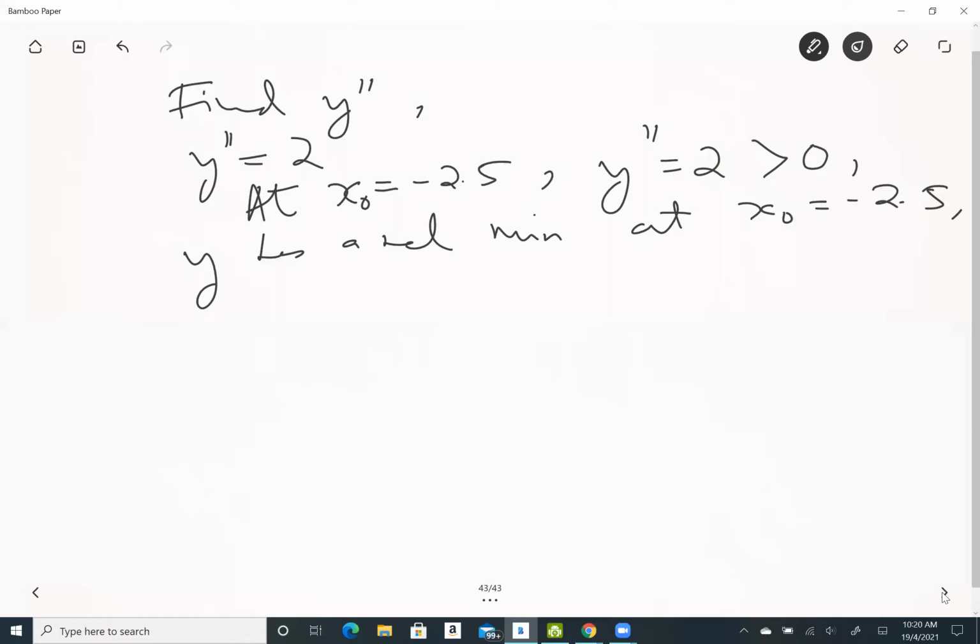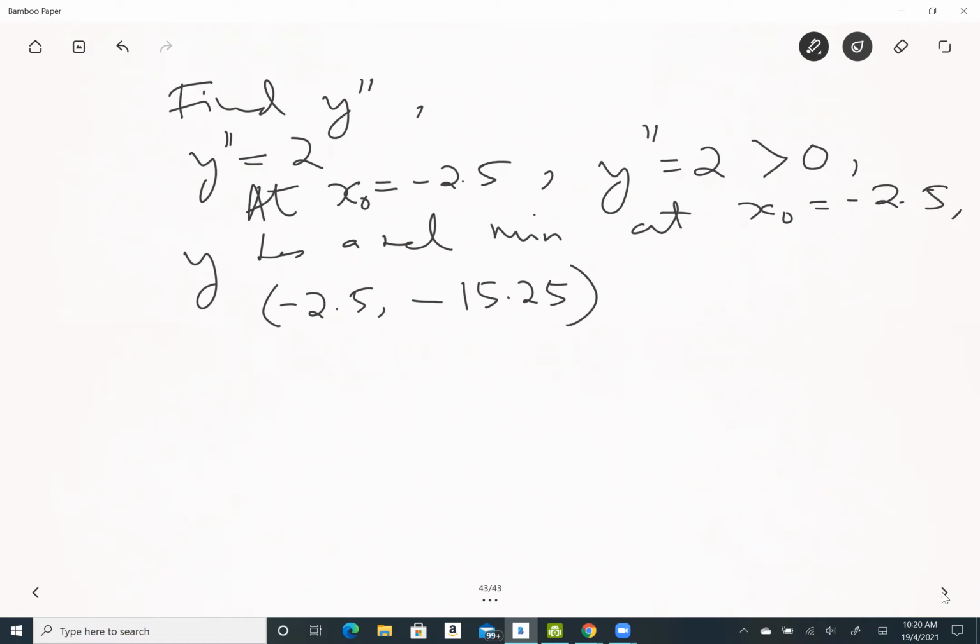And if you find the value of y at negative 2.5, at the critical point, what is the value? Anybody found it? Negative 15.25. So you know already where the critical point is. The x is negative 2.5, and the value of y is negative 15.25. So you have some idea where the location is.